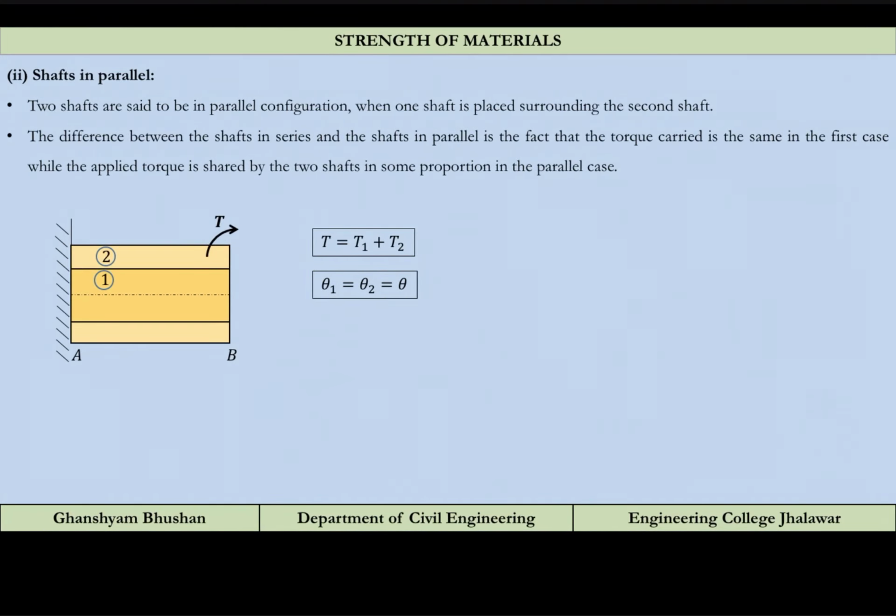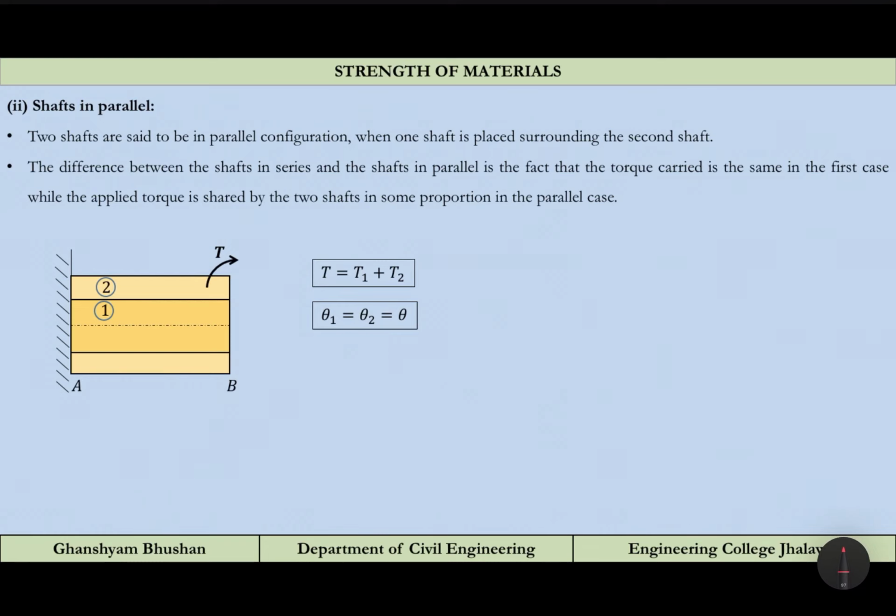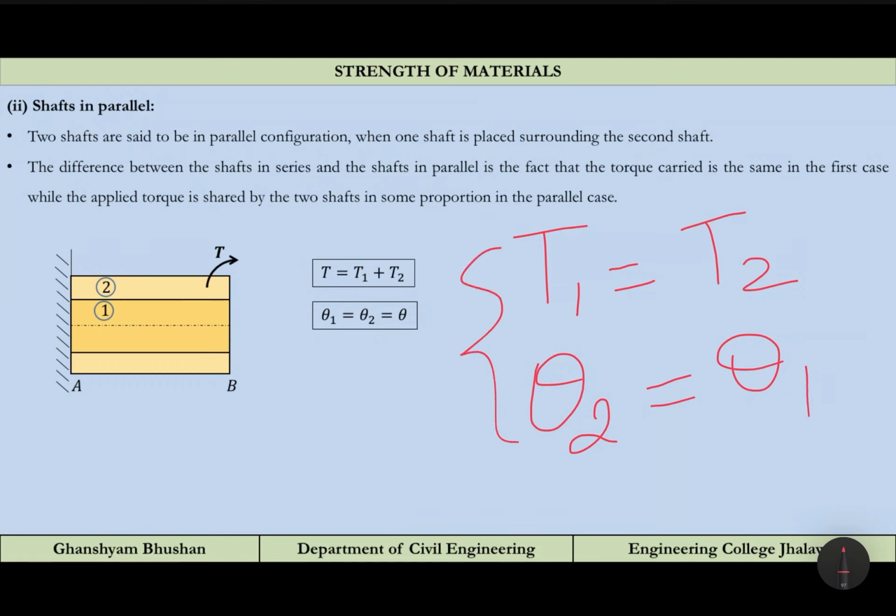Now shafts in parallel. How can we say that the shafts are in parallel? In series, T1 was equal to T2, and in parallel, theta 2 will be equal to theta 1. So this is the difference. This is series and this is parallel.